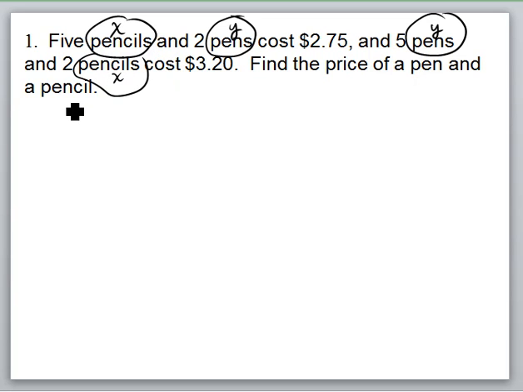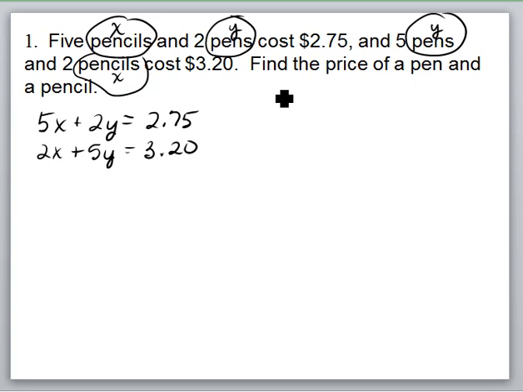So what I want to do is go ahead and write down my two equations. I've got 5x plus 2y equals $2.75. And then here I have 5y plus 2x equals $3.20. Now, if I really wanted to, I could get rid of all these decimals by multiplying everything times 100, or moving my decimal over two spots. That would give me 500x plus 200y equals 275. I'm really okay just dealing with the decimals, and I'll just use my calculator as needed. And I'll bring that up so you guys can see and make sure that you're entering things in properly.